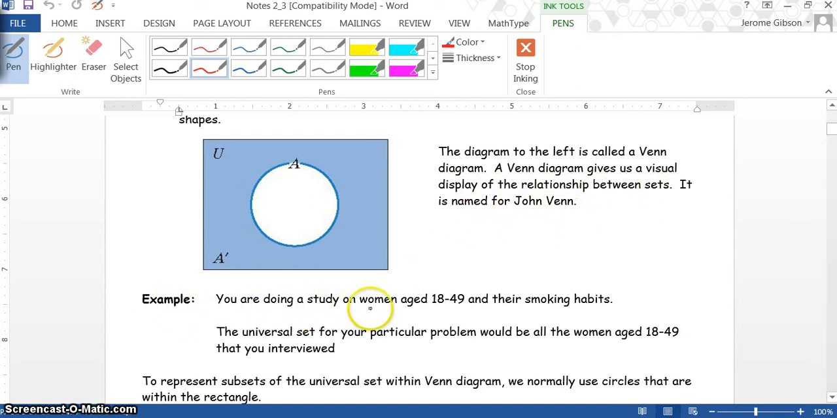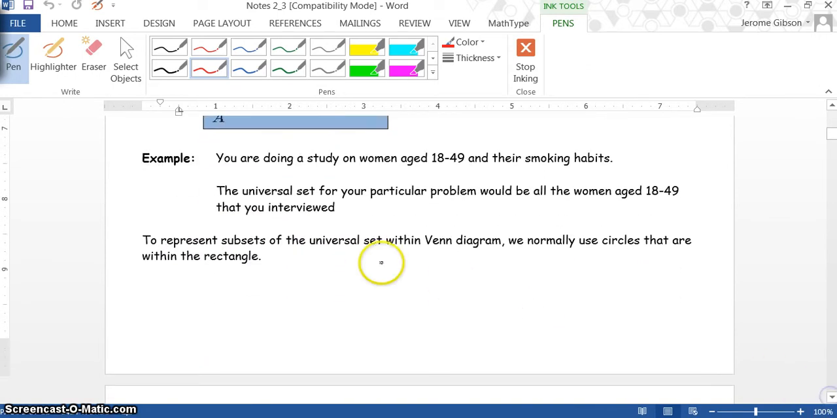Example: you are doing a study on women aged 18 to 49 and their smoking habits. The universal set for your particular problem would be all the women aged 18 to 49 that you interviewed. To represent subsets of the universal set within a Venn diagram, we normally use circles that are within the rectangle.